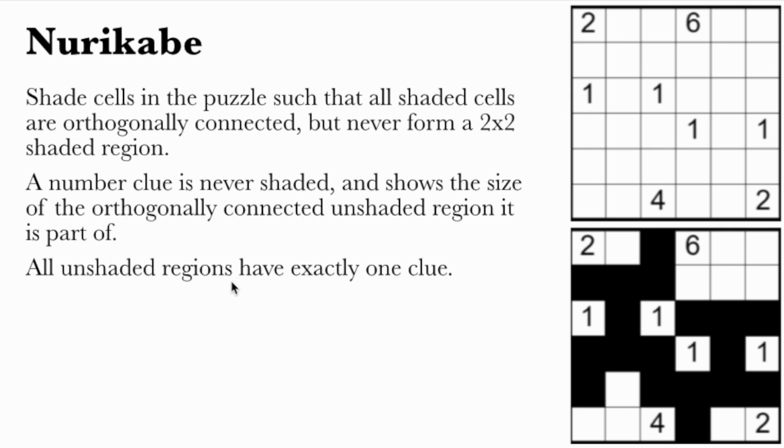All unshaded regions have exactly one clue. That means we can't have an extra region. We couldn't surround this white square here with shaded cells all around because that would be illegal. And also we can't have, let's say these were both 4s, they couldn't be part of the same 4-cell region because it's exactly one clue. Those are all of the rules of Nurikabe, so it's time to solve a puzzle.